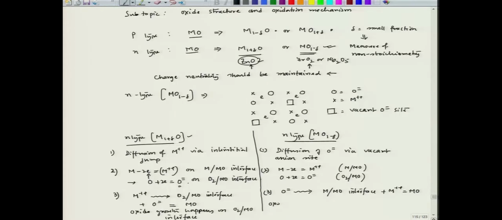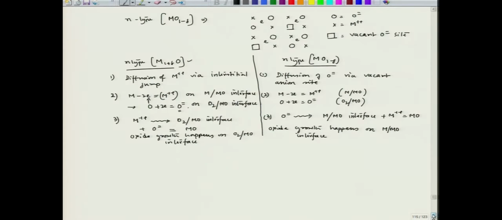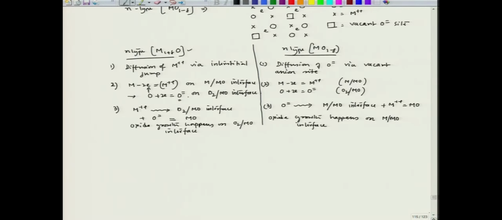whereas here the oxide growth happens on the other interface. Fine. These are the two distinct scenarios we can arrive at. So, let us see how we can graphically show that.